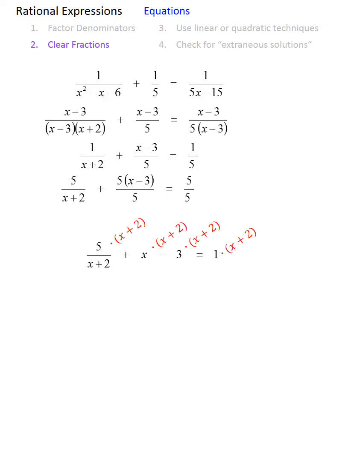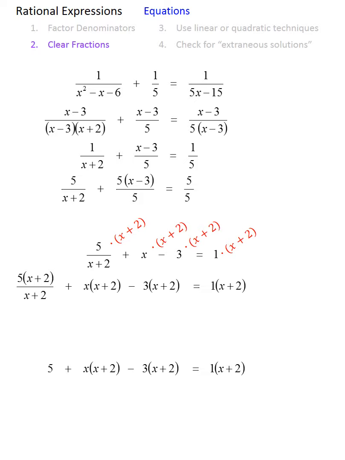It would be FOIL, and nothing would change from the result I'm going to get. But I've considered the x and the minus 3 as separate terms. Either way is fine. This turns into this. I'll pause while you look at that. And in the first term on the far left, the x plus 2's effectively cancel, becoming just 5. Here's the logic that allows me to do that.